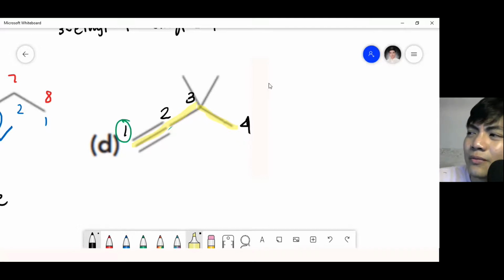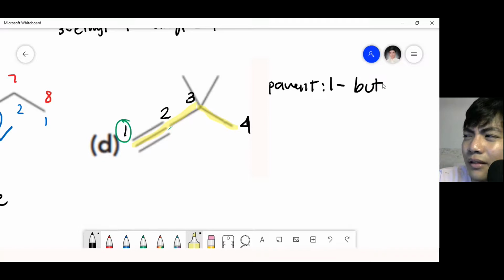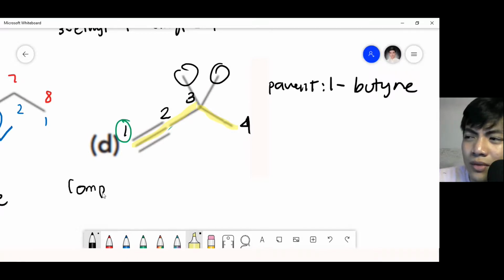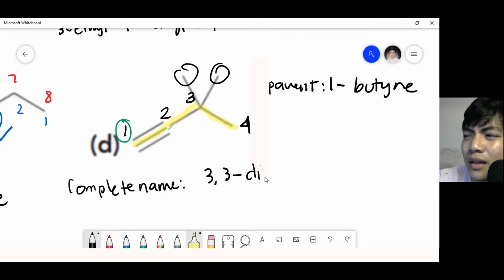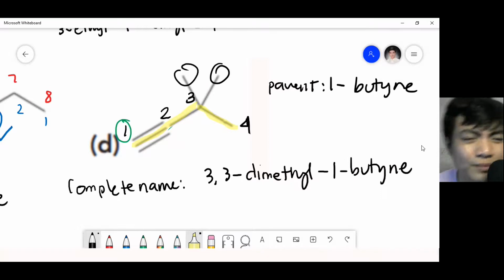So the parent name will be 1-butyne. Then you have your 2 methyl substituents in carbon number 3. So the complete name will be 3,3-dimethyl-1-butyne. Okay? So, ganun lang ka-easy.